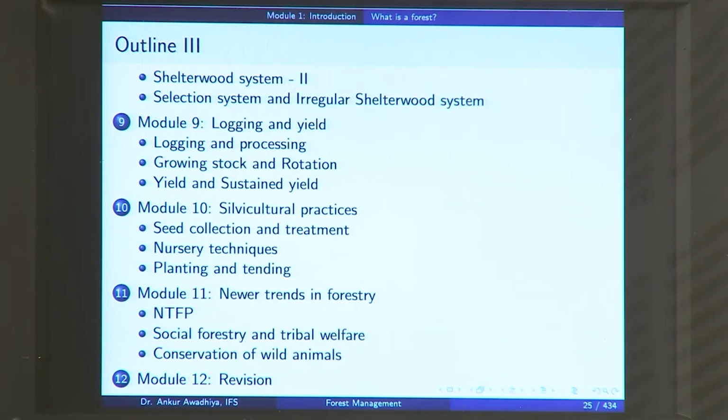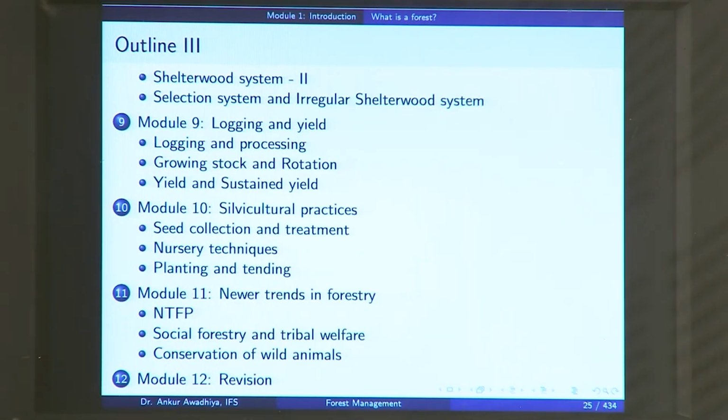So, what is a silviculture practice? What are the good practices? How do you collect seeds from trees? How do you raise them in a nursery? How do you germinate these seeds? How do you care for these seeds? What kind of treatments do you give to the seeds? How do you raise them in the nursery? How do you do the planting operations?